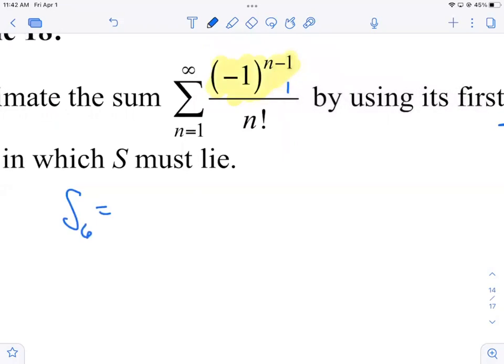So plug in the 1 for n, and what do we get? We get 1, right? Boom. Plus, plug in 2, and we get minus 1 over 2 factorial. If I plug in a 3, what do I get? Positive 1 over 3 factorial. If I plug in a 4, I get minus 1 over 4 factorial.